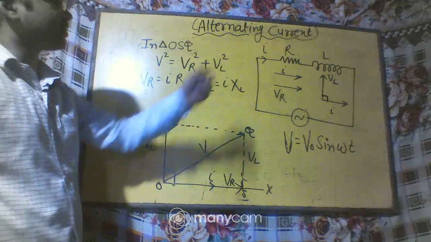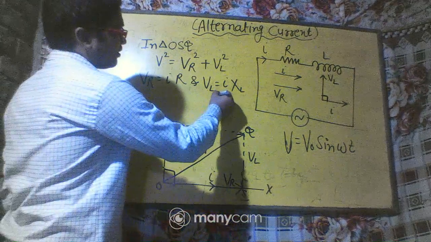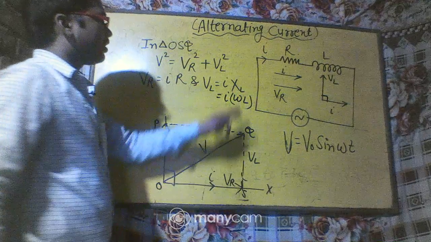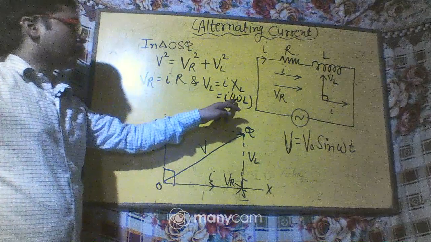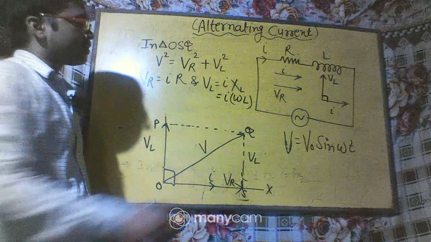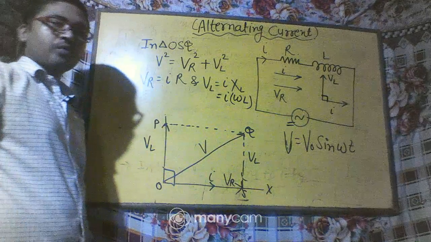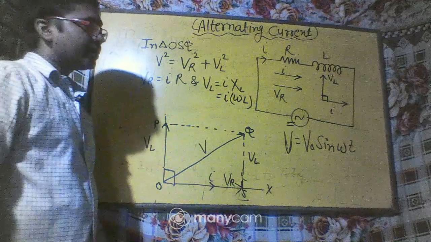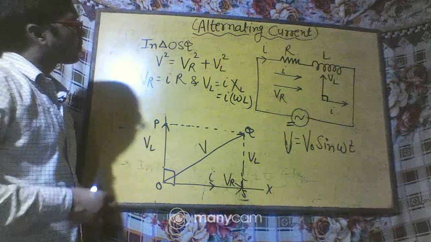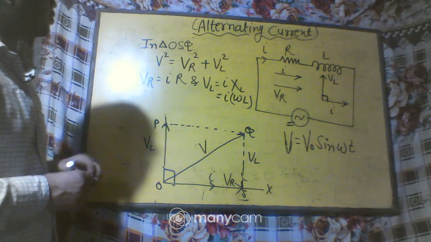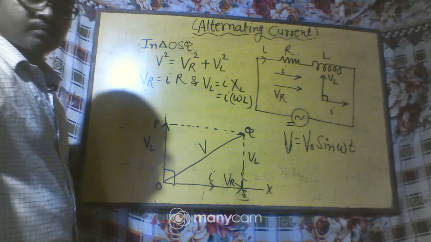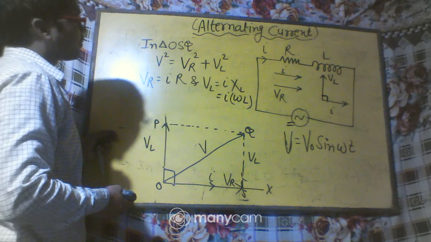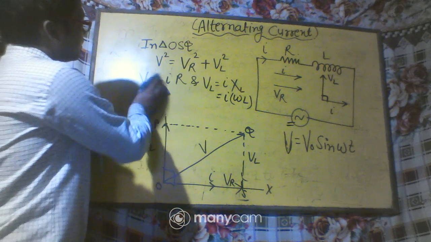So this one is VL. VL is equal to I into XL. You can also write this as I into omega into L, since you know that the value of XL is equal to omega into L, where omega is the angular frequency of the applied voltage. So you can write VL is equal to I into omega L also. So it depends upon the requirement. So try to note it down. I am going to erase this part. You can pause your video and note it down.